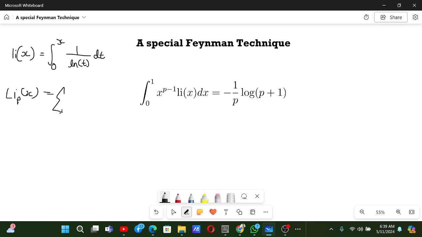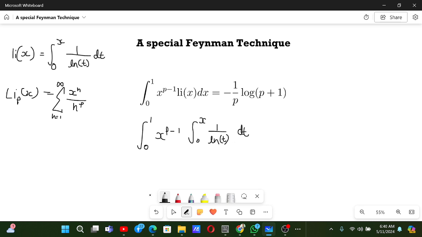This is the sum from n equals 1 to infinity of x^n / n^p. Yes. And the small li function is defined as this integral. Now in this video we will just find the Mellin transform of this function. Yeah. Okay, so for that let us substitute li with this definition. Integral from 0 to 1 of x^(p-1), and then again the integral from 0 to x of 1/ln(t) dt.